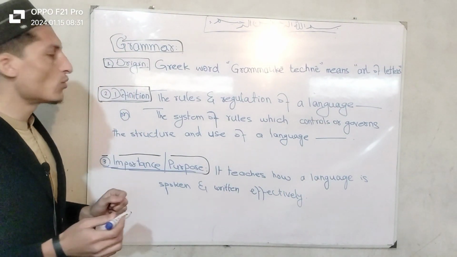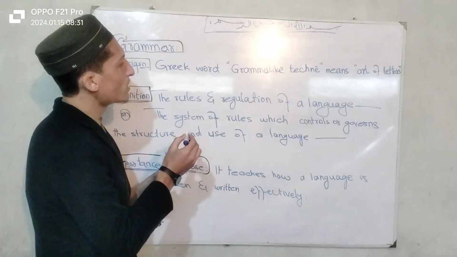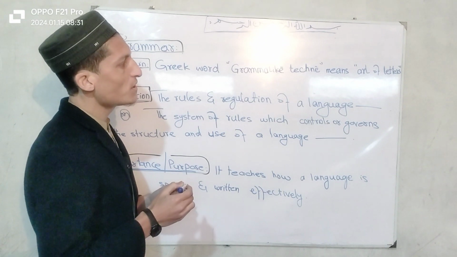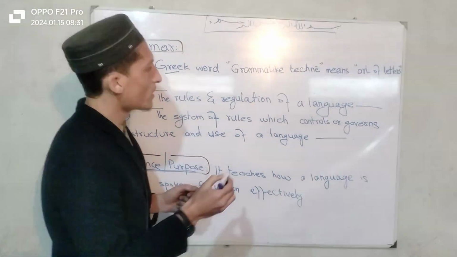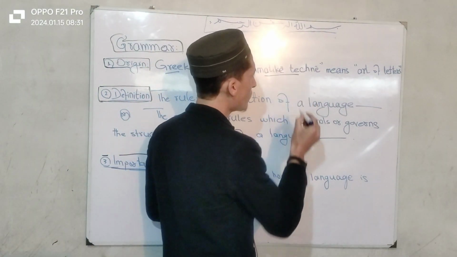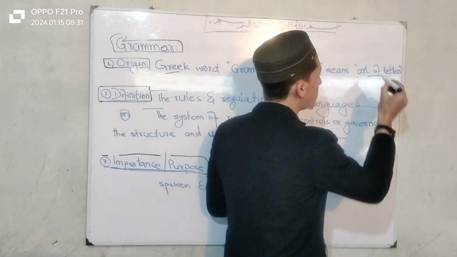What is the meaning of the word grammar? Grammar is a Greek word, grammatic technique, which means art of letters.